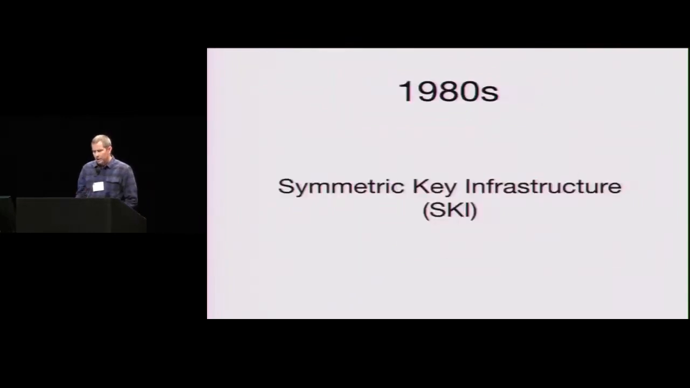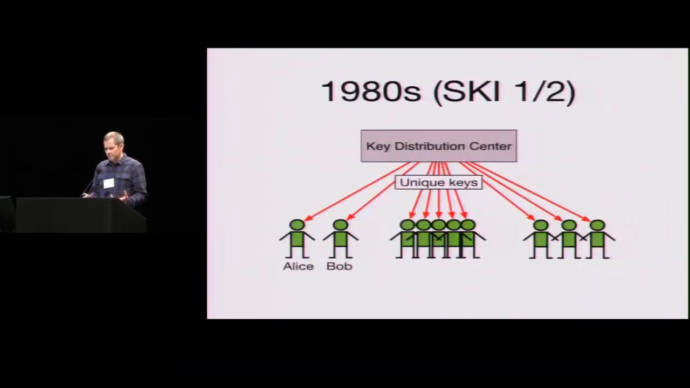So with the 1980s, a lot of attention shifted towards ways of using symmetric keys to protect other symmetric keys. There's not a great single term for this, so I'm going to just call it symmetric key infrastructure. And the basic idea is pretty simple. It's just that every party has a unique key.